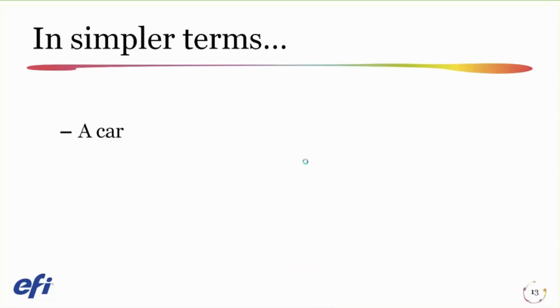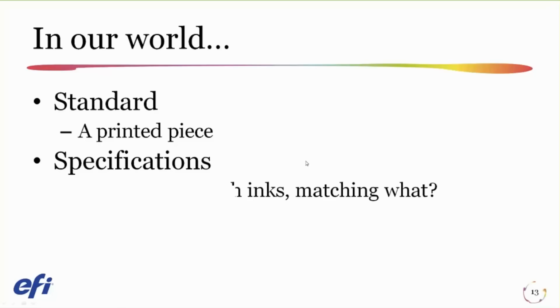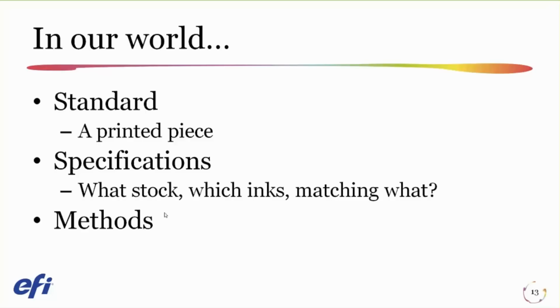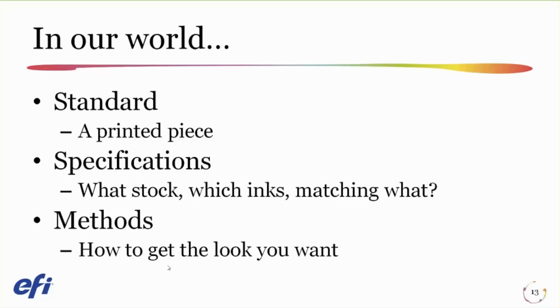Moving it now finally into our world, the standard would be a printed piece. It's a brochure. It's a display. It's a cling plastic cooler label that goes into the grocery store. It's the billboard. The specification, what stock, which inks, what are we trying to match? And lastly, the method. How are we going to get to the look that we want?